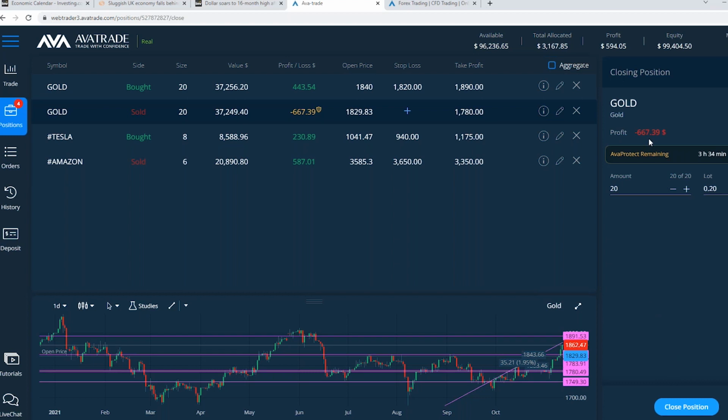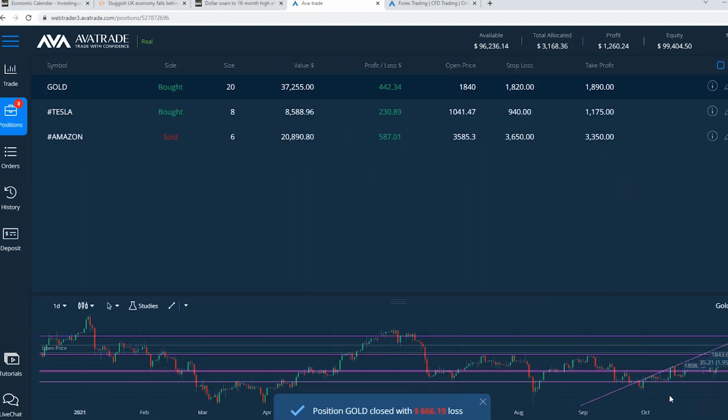Okay. Profit negative 667.39. You see that's protected, so I can close the position if I want. I just got a payment from AvaProtect into my account. You see my available balance just jumped up by a nice chunk. And now I've got the gold position that was making money still running.